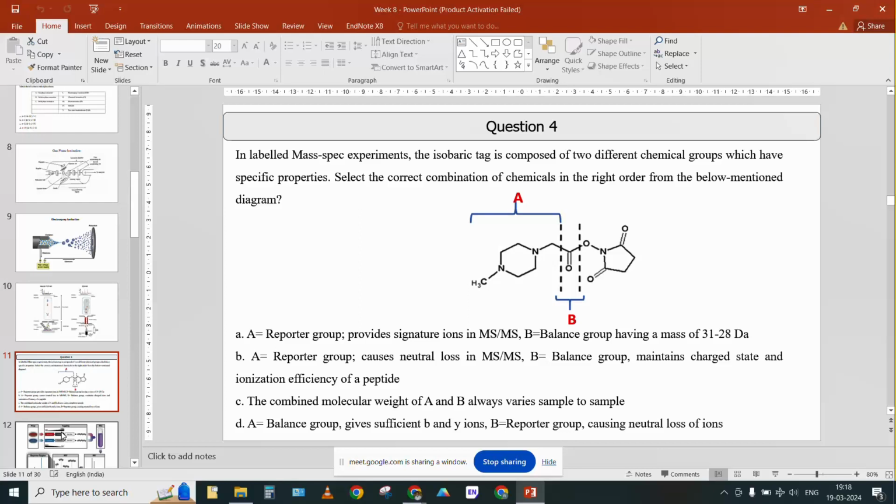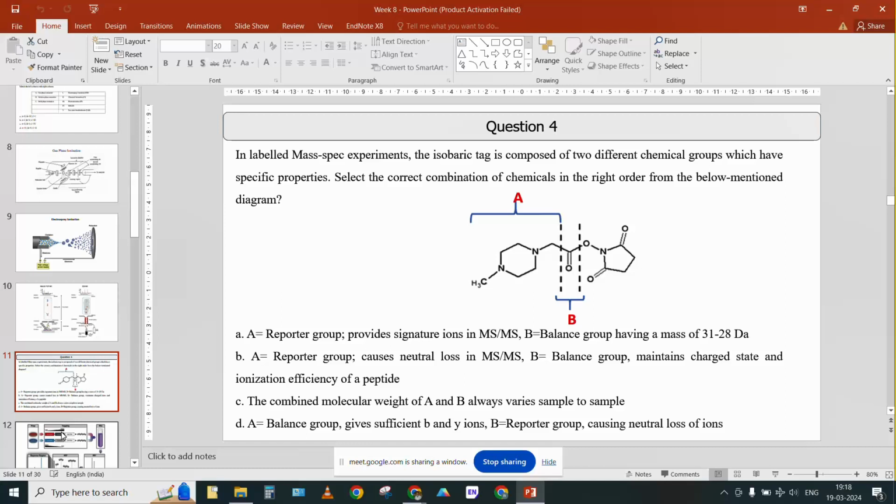So we have to correctly find the correct combination of chemicals in the right order. The given options are: A is the reporter group that provides signature ions in mass, and B is the balance group having a mass of 31 to 28 Dalton. And option B is causes neutral loss in MS, and the balance group maintains the charged state and ionization efficiency of a peptide.